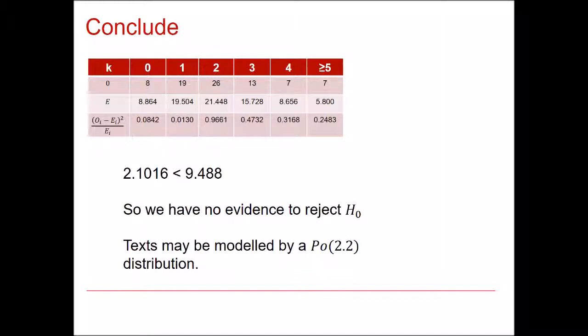So there is not enough evidence to reject H0, which means that the text may be modelled by a Poisson distribution with a mean of 2.2.